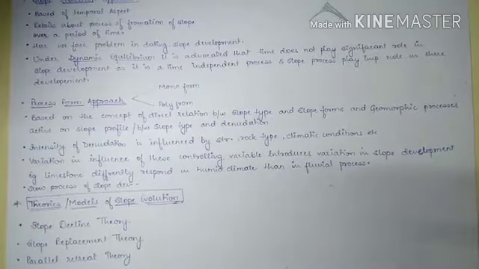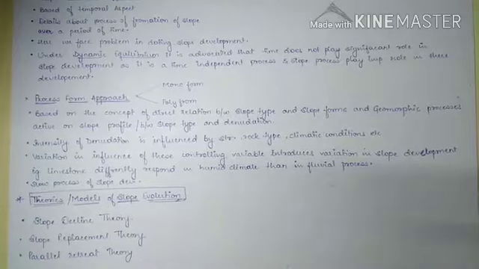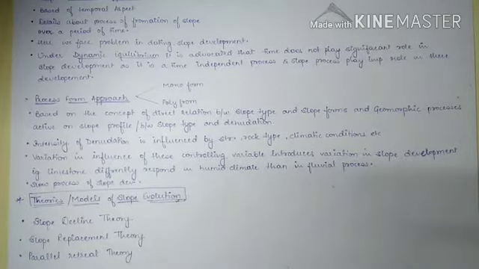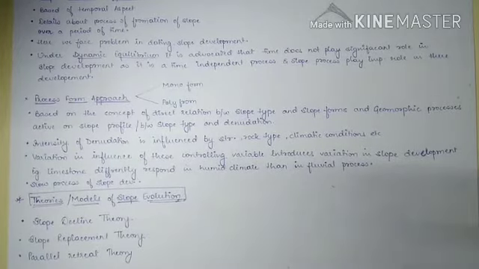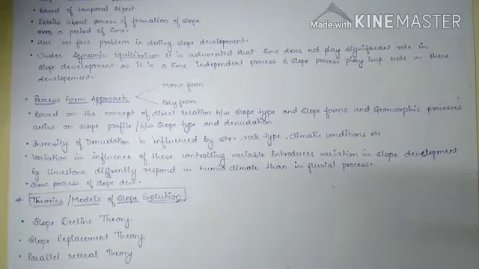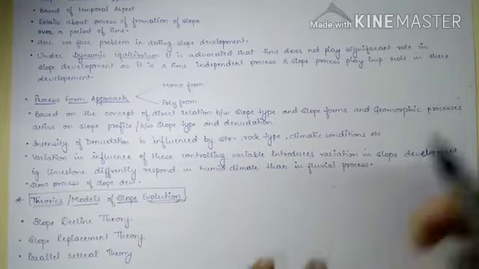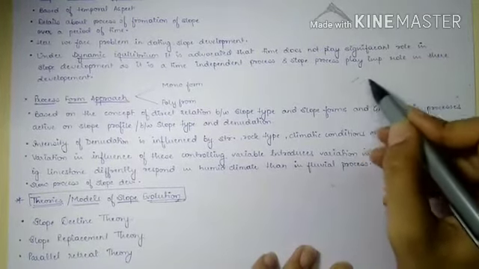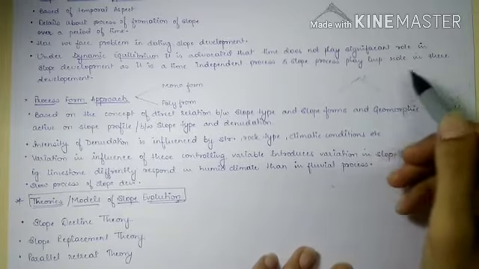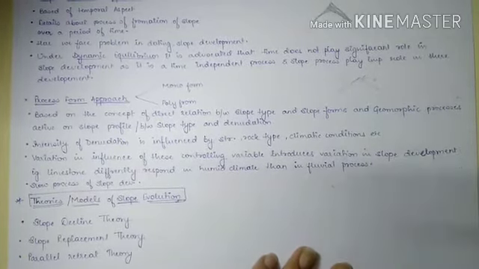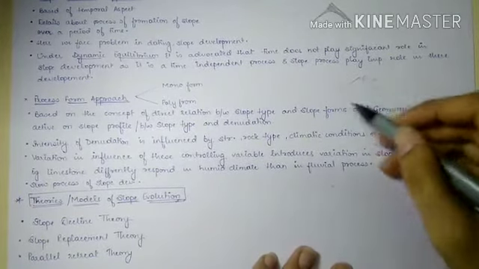Now next we have process form approach. Process form approach is based on the concept of direct relation between slope type and slope form and geomorphic processes active on the slope profile, and between the slope type and slope denudation. So it is a direct relation of slope type and slope form. Okay. So intensity of denudation is influenced basically by climatic conditions, structure, and rock type. See, if the rock structure is very hard, then the denudation process will be very slow. And we will also look into the climatic condition, whether there is humid climate or arid climate. So this is how the intensity of denudation is controlled.